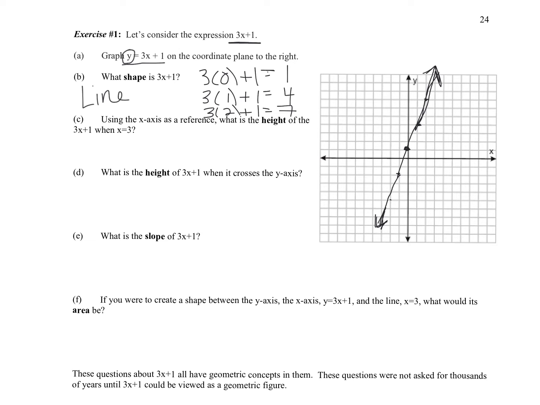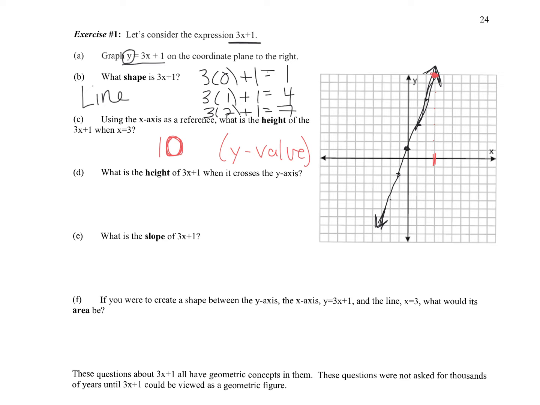Now, different questions we can ask about this. It says, using the x-axis as a reference, what is the height of 3x plus 1 when x is 3? So if I go over here and I look where x is 3, the height up here is 2, 4, 6, 8, 10. Now, we don't really talk about it as the height, we talk about that as the y value. But really, that's what we're talking about, and height is a geometric concept.